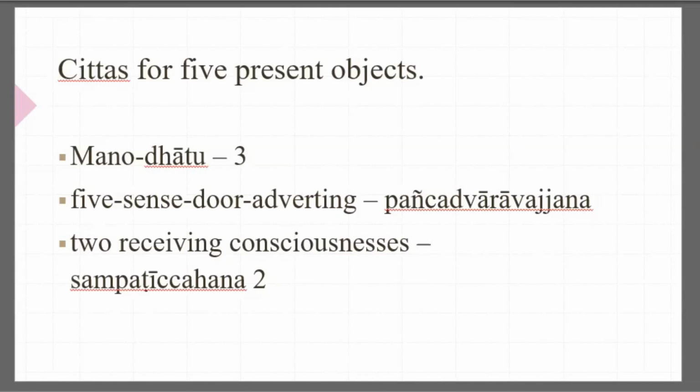These 3 Cittas take only 5 present objects: Rupa, Sadda, Gandha, Rasa, Pottabba. Visible form, sound, smell, taste, and tangible objects. Only present objects. It's not difficult. Now let's move into the Kamavachara. Pay a little attention. However, these objects are also included in Kamavachara.